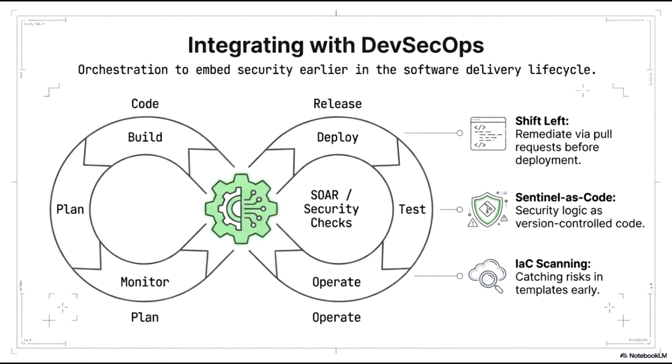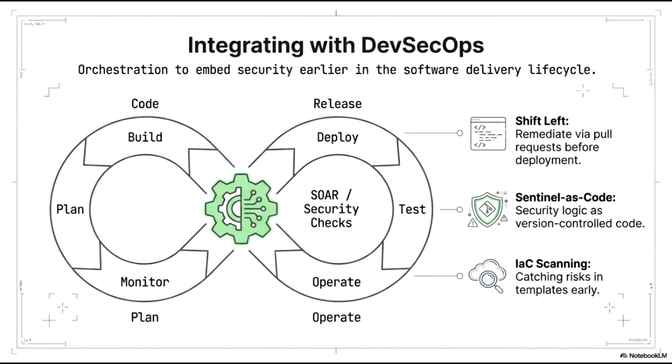Integrating with DevSecOps is centered on orchestration to embed security earlier in the software delivery lifecycle. By incorporating security checks directly into the continuous loop of planning, coding, building, and operating, we transform security from a final bottleneck into an automated, ongoing process.